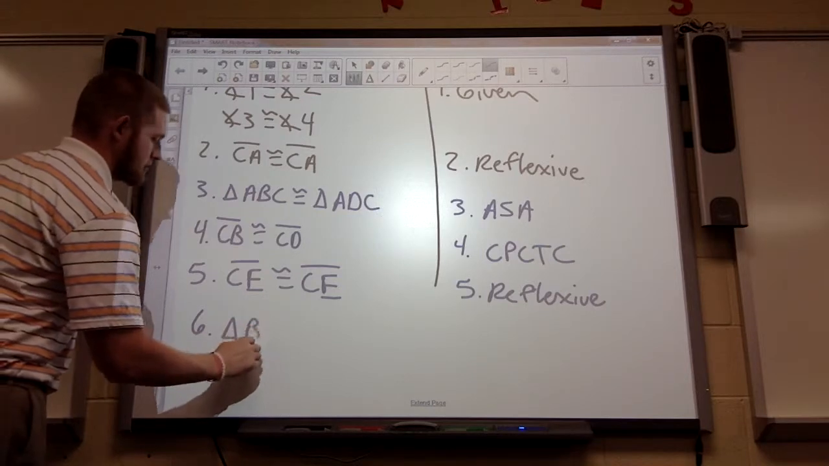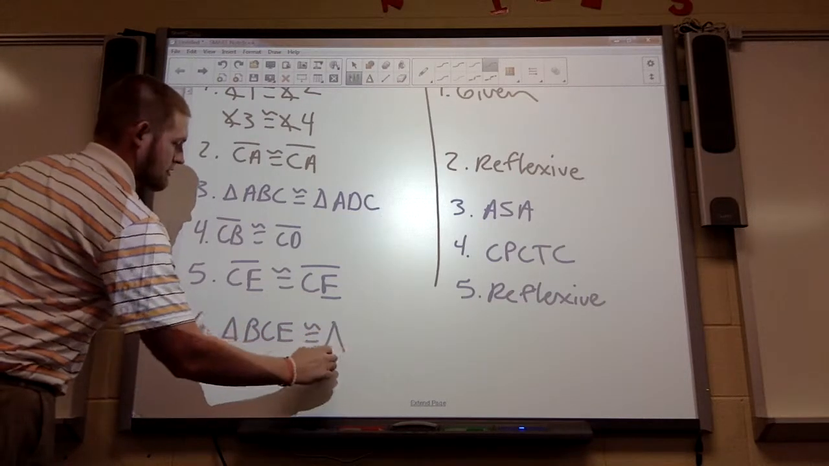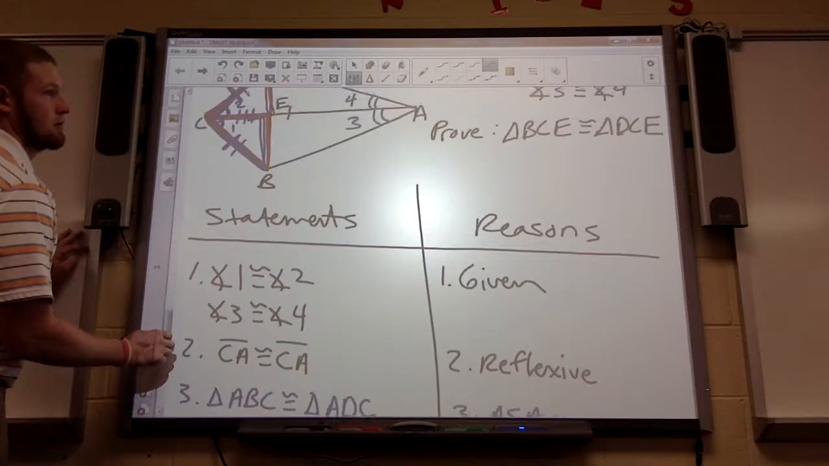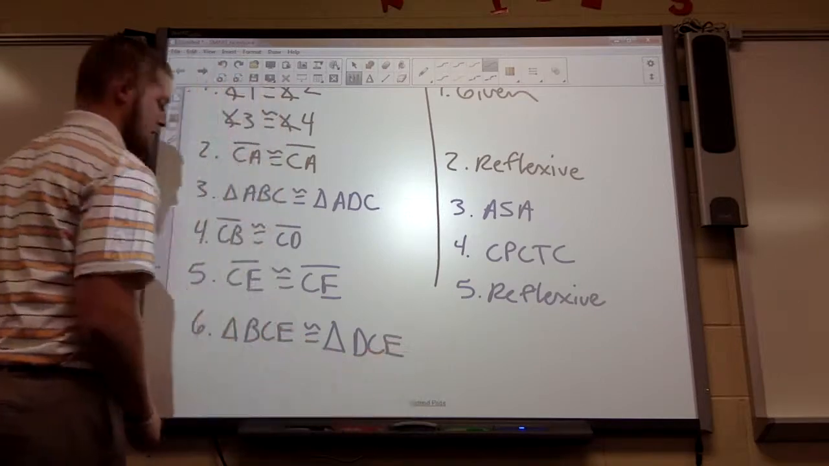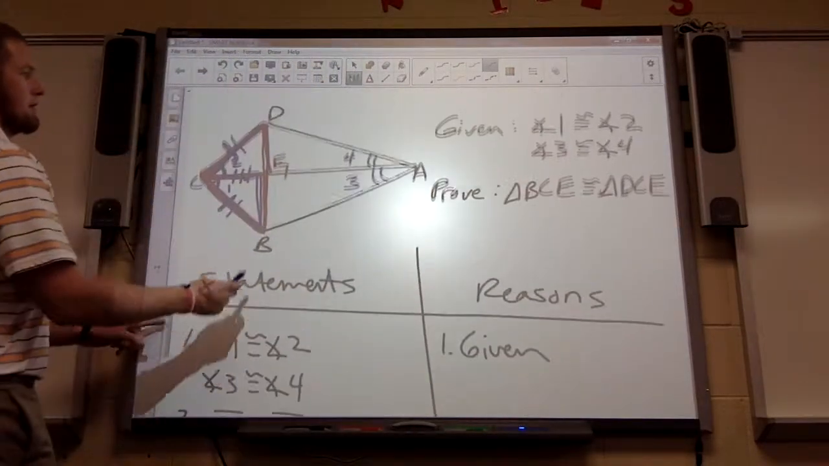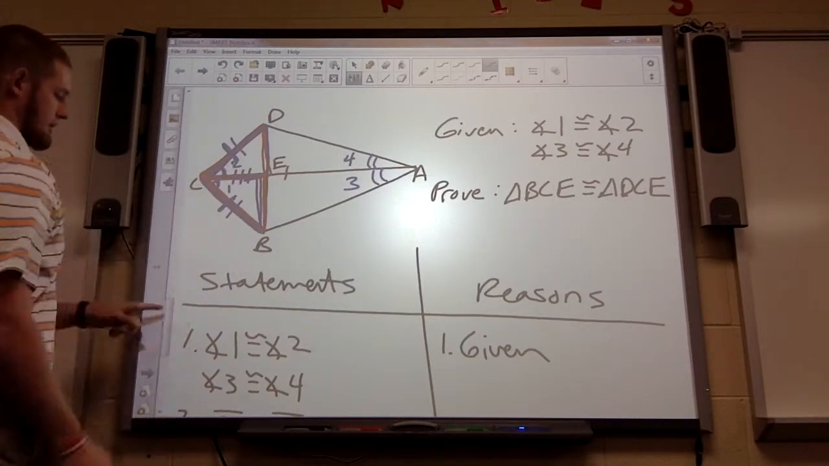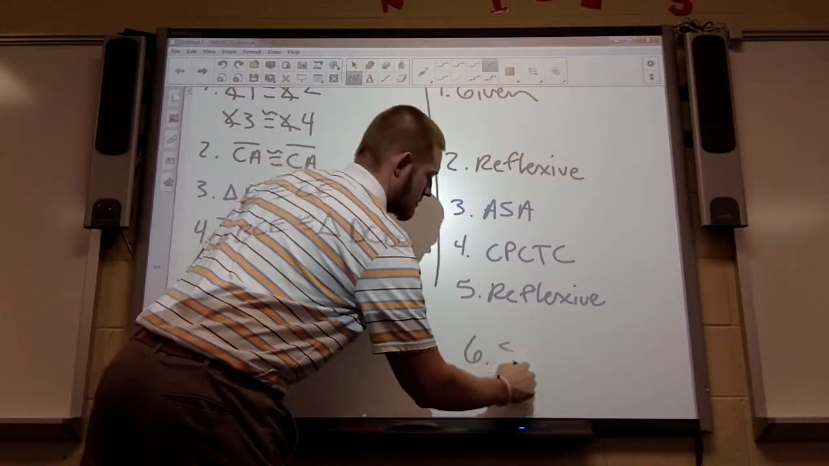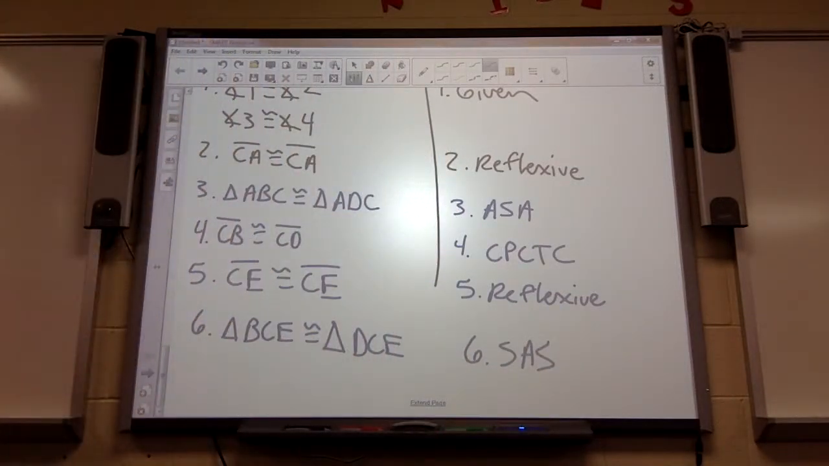You should have said triangle BCE is congruent to triangle DCE because of side, angle, side. Side, angle, side. So we should have had side, angle, side.